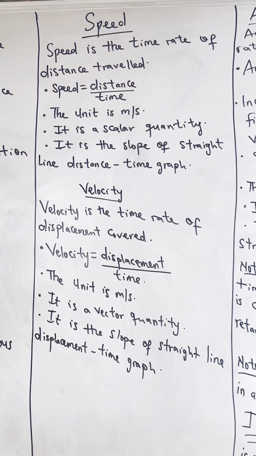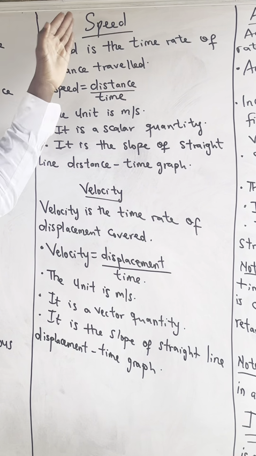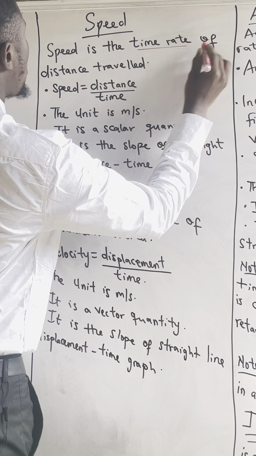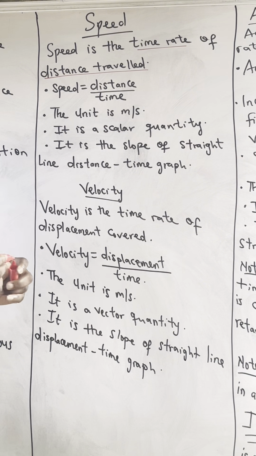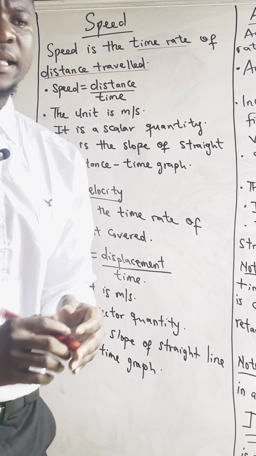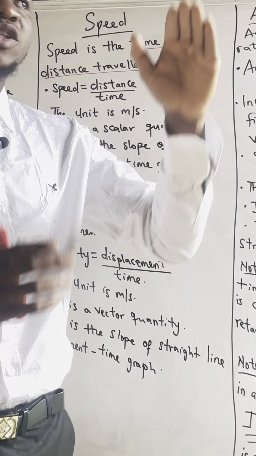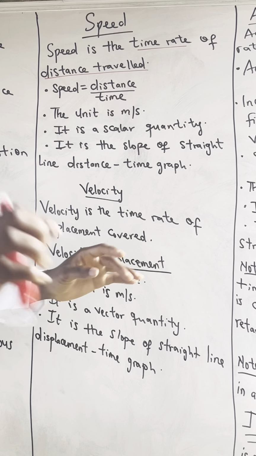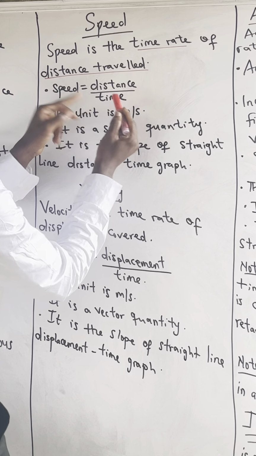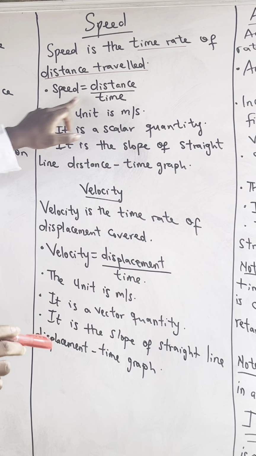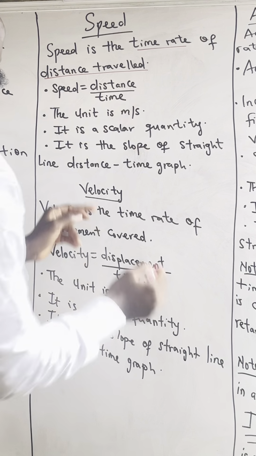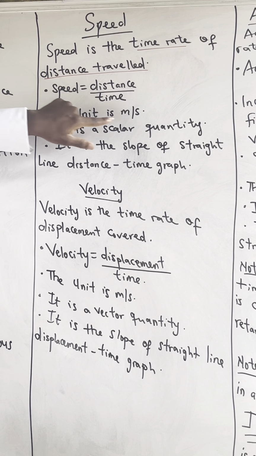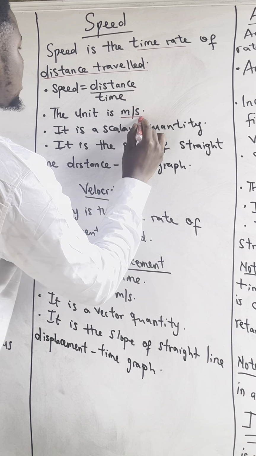Now, guys, we are moving on to speed. Speed simply means the time rate of distance covered or distance traveled. Whenever you hear something rate, it simply means something over time. So the time rate of distance traveled is speed. This means the formula for speed is distance over time. Don't forget that the unit of distance is meter and the unit of time is second. So therefore, the unit of speed is meter per second.